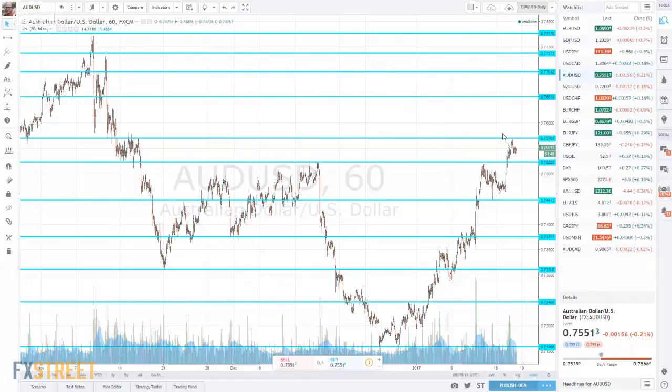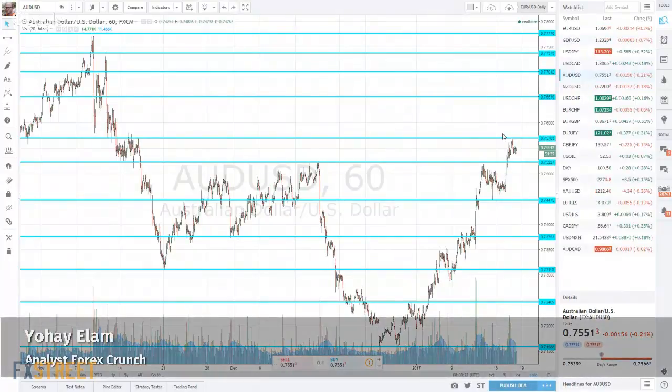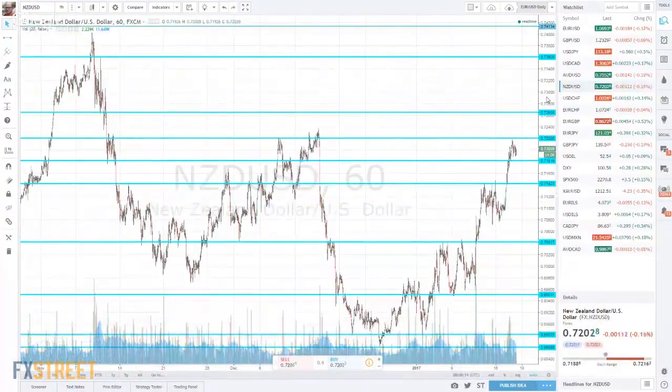74.50, a recent line of support. 75.20, a high that was already broken, and the recent high of 75.70 is the next line of resistance. Higher, we have 76.50, 77, a round number, and to the top there we have 77.77. Okay, and let's continue with its neighbor, the Kiwi.